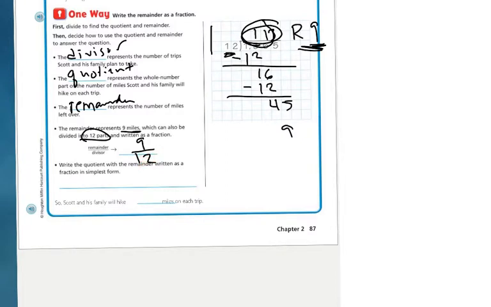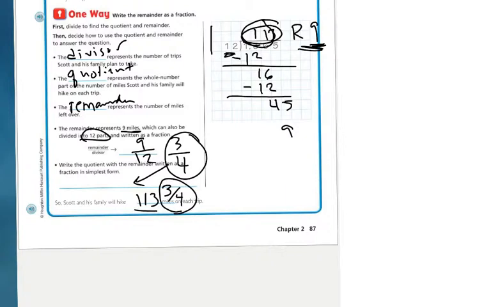Well, 3, right? So 3 goes into 9 3 times, and 3 goes into 12 4 times. So the lowest fraction that we can write, or the simplest form, is going to be 3/4. So Scott and his family are going to hike 113 and 3/4 miles.